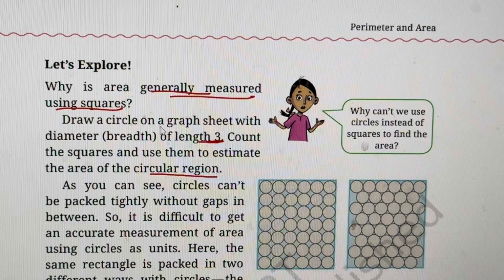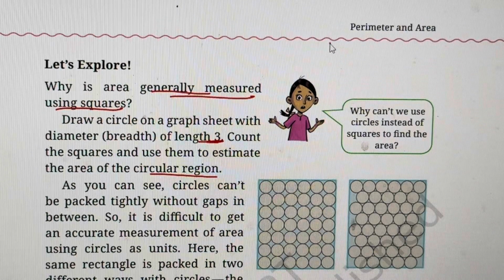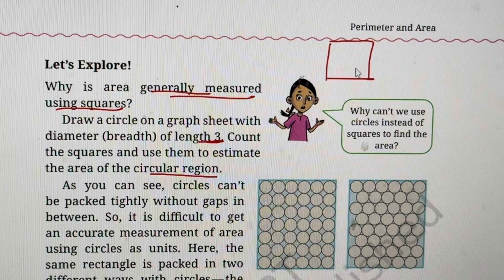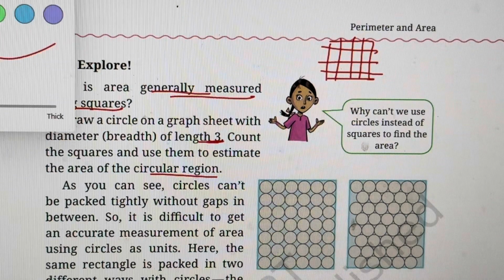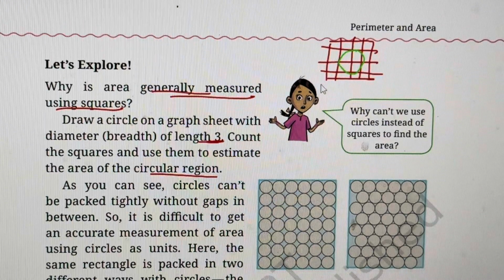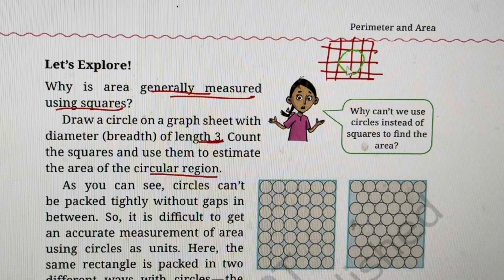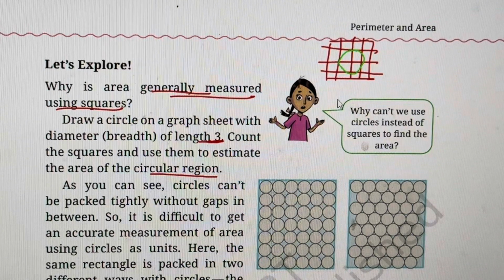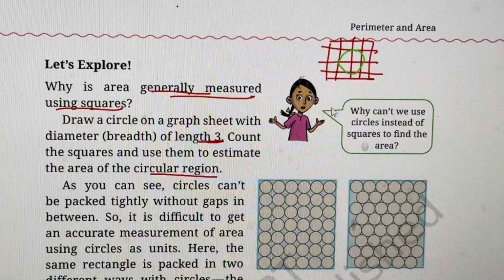So here, suppose they have told that there is a square sheet. And then we make a circle on it. So, like we can count here squares 1, 2, 3, 4. Ignore the smaller portions as per the rule we learned. We can find out the area of that particular shape, right? But now, if we do the other way around, what will happen? Let us see.